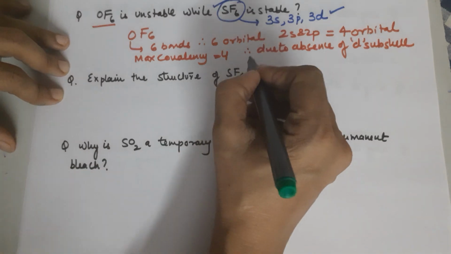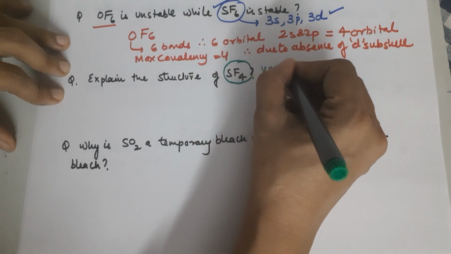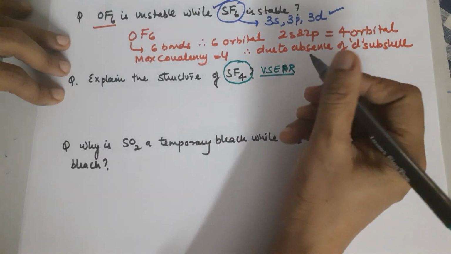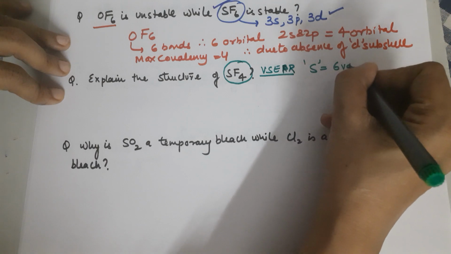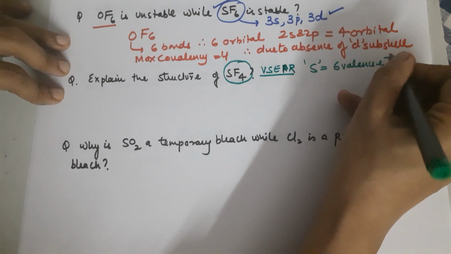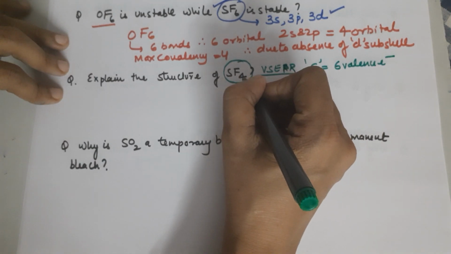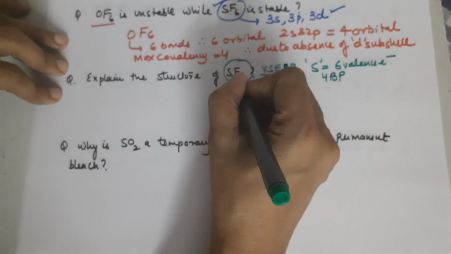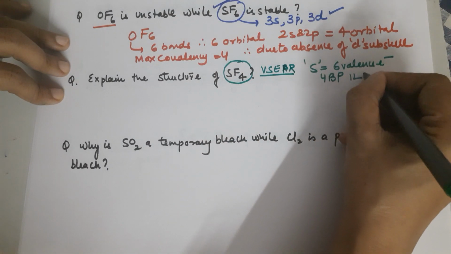The next question is you have to predict the structure of SF4, and we would be doing it on the basis of the VSEPR theory. Now the central atom is sulfur and it has 6 valence electrons. Out of these 6 valence electrons, it has used 4 with fluorine. That means there are 4 bond pairs and 2 electrons are left non-bonded. That means there is 1 lone pair.